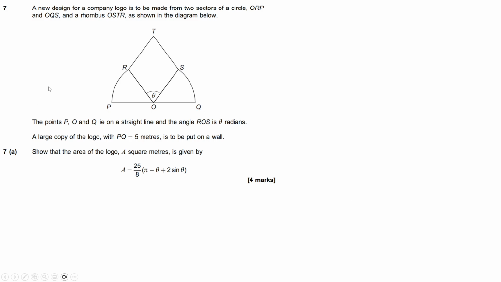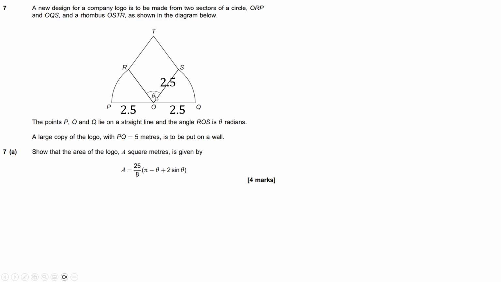We're finding the area of this shape here and showing that it equals that. If this full thing here is 5 across, this must be 2.5 and this must be 2.5. It's the same circle, and all we've done is taken two sectors of it, and if O is the center of the circle, then PO is the same distance as OQ, so both 2.5. OS and OR are radii of the circle, so they're also 2.5.